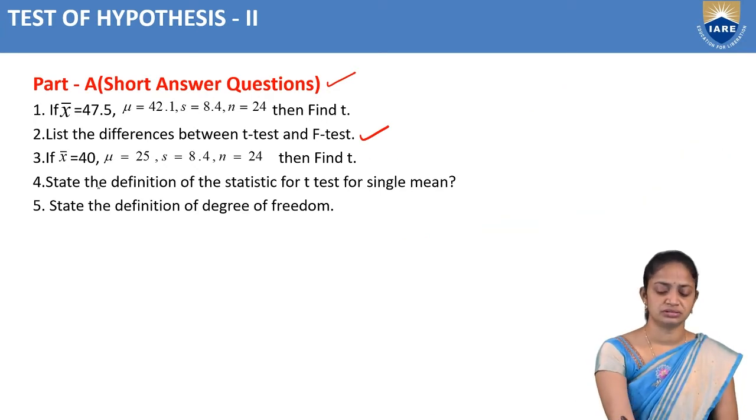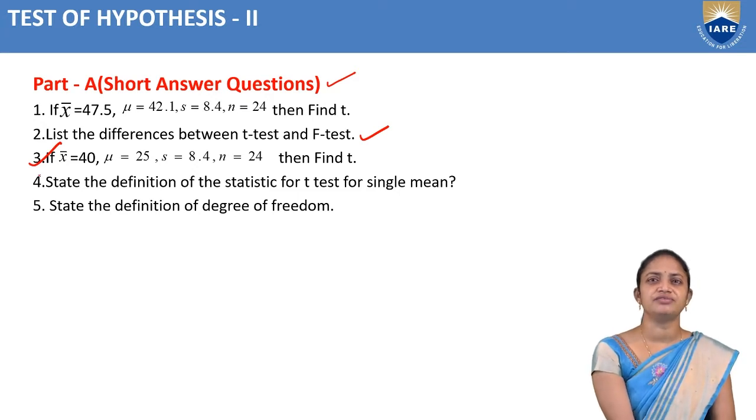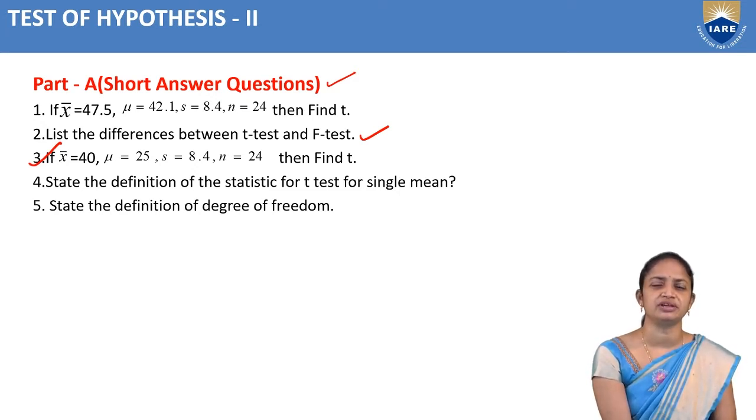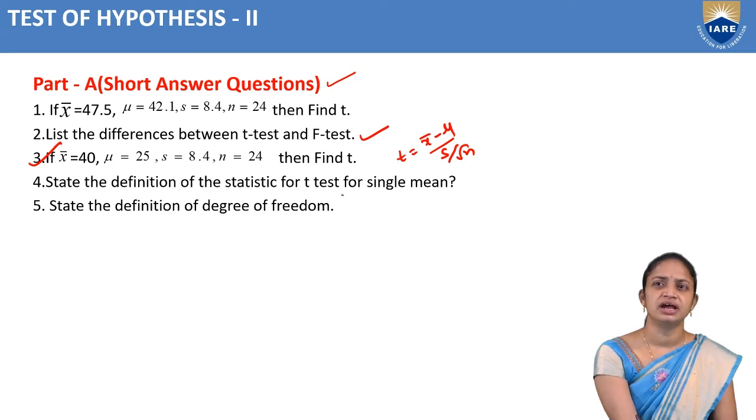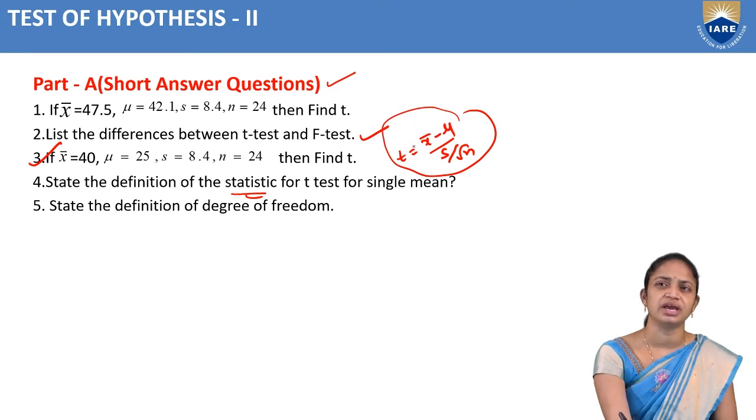Next question: if x bar equal to 40, mu equal to 25, s equal to 8.4 and n equal to 24. Here also we have to use t equal to x bar minus mu by s by root n, or root n minus 1. The next one is to state the definition of the statistic for t-test for single mean. The test statistic is t equal to x bar minus mu by s by root n, where x bar is nothing but the sample mean.